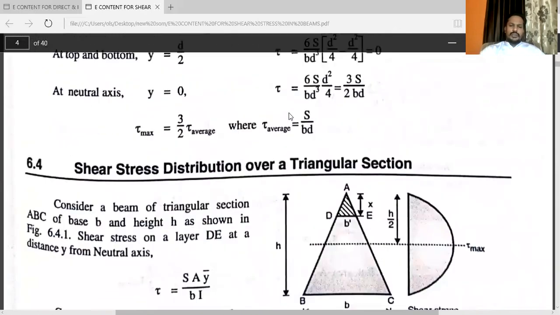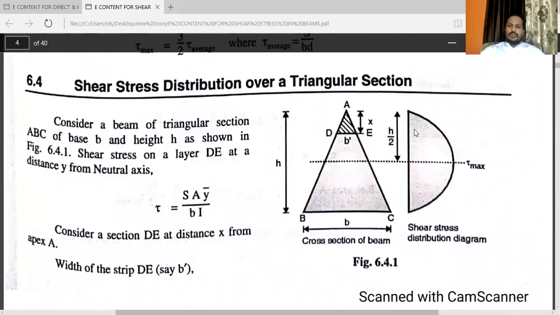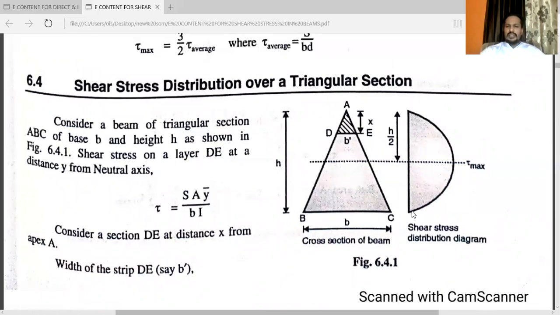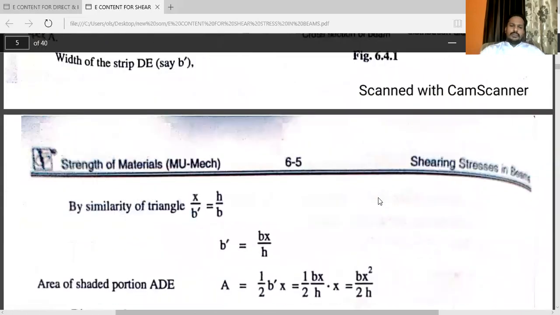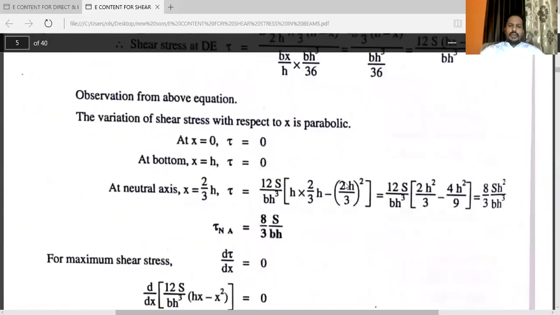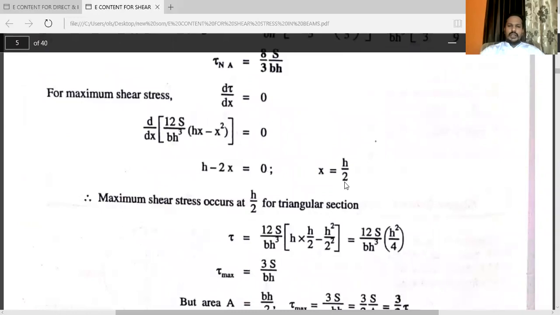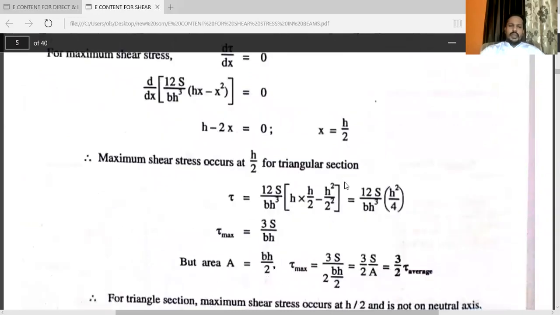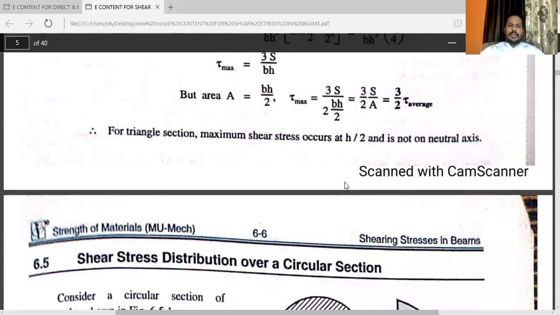For every section, you can see this is a triangular section. For the triangular section, this one is the shear stress distribution diagram. See, this one is the baseline. I have already given the e-content, so by using the e-content, you can make a chart for different laminas.